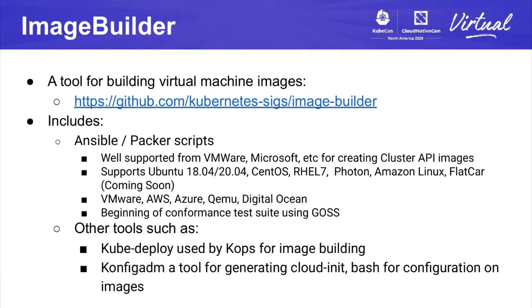The project has also started working on a conformance test suite which uses GOSS, which is a YAML-based server spec alternative tool for validating a server's configuration. The repository of the project also includes some other tools, such as kubeadm, which is still used by kOps for creating images for AWS, kubeadm, which is a tool for generating cloud-init, and bash for configuration of virtual machine images.